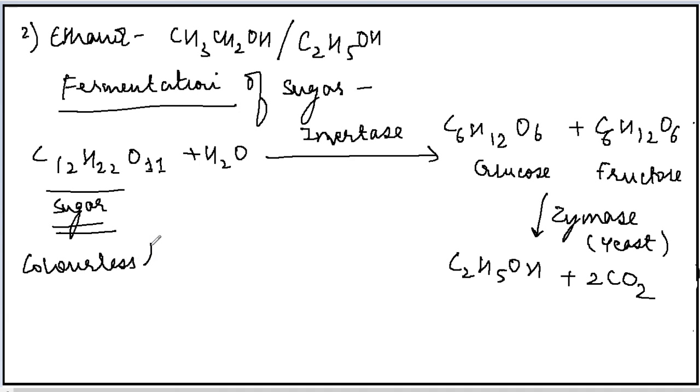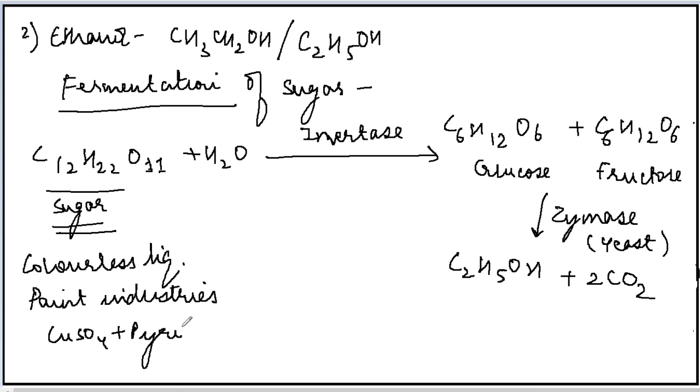Ethanol is also a colorless liquid. It has no color. It is also used as a solvent in the paint industries. Commercial ethanol is made unfit for drinking, because if this ethanol product is used and people start using it for drinking, then in order to prevent that, the ethanol is made poisonous by adding copper sulfate and pyridine to it. By adding these two things, ethanol becomes unfit for drinking. No longer can you drink it; if you drink it, it will harm your body.